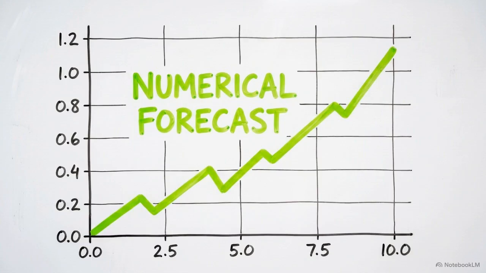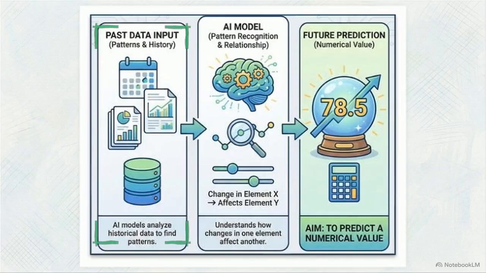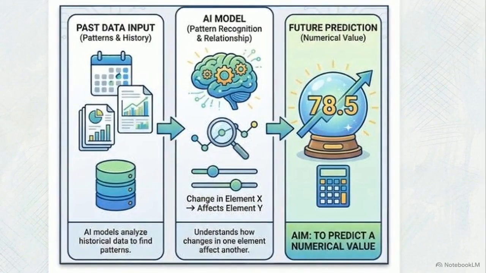The second machine learning mechanism, regression, shifts the process from sorting to calculating specific numerical values. Looking at this flow model, we can see how regression analyzes historical data to map how changing one variable dynamically affects another, which ultimately leads to a numerical future prediction.